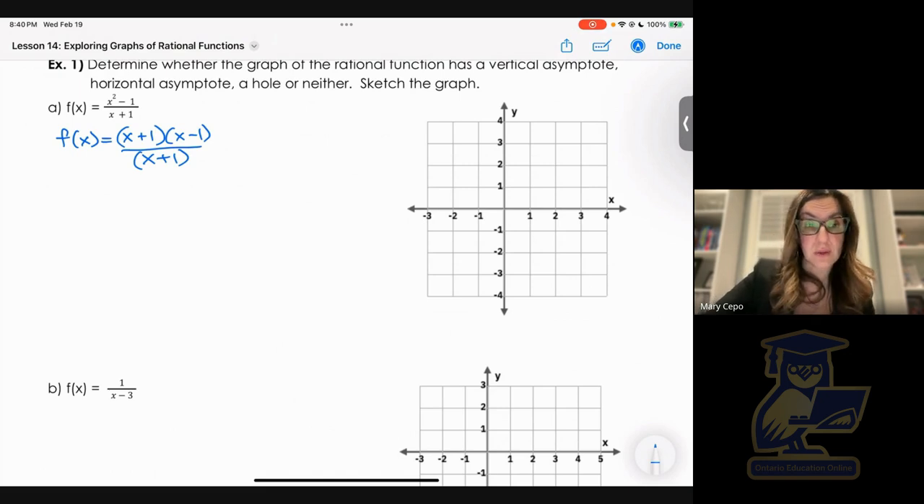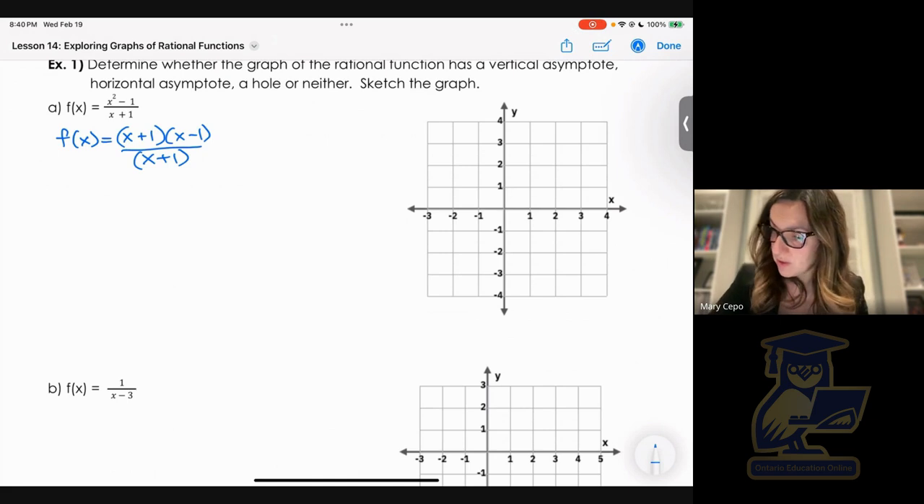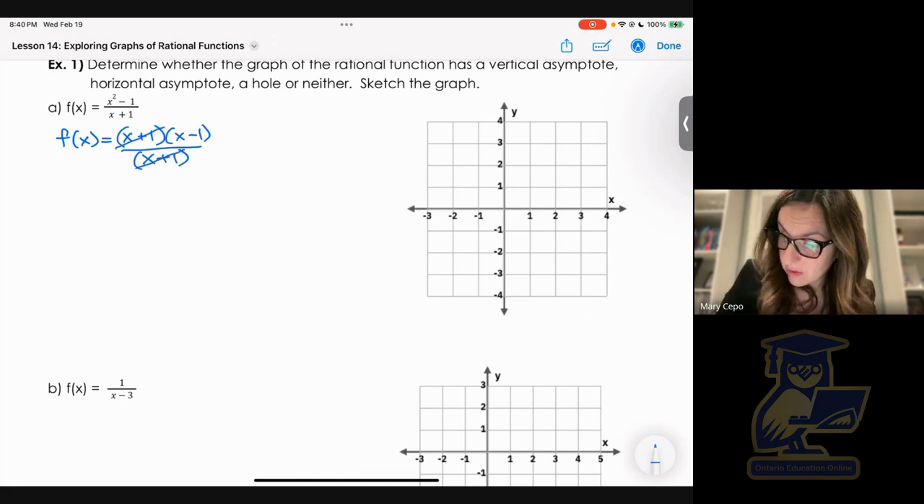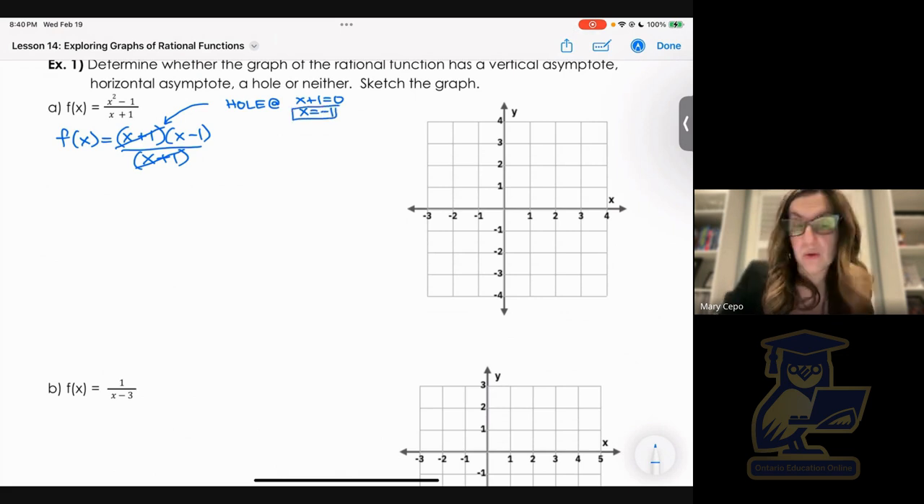So in this case, we have a common factor of x plus 1. Because we have that common factor, we're going to simplify. So we're going to take x plus 1 divided by x plus 1. Anything you factor as a common factor, this is going to be a hole. Just as a reminder, at x plus 1 equals 0, x is equal to negative 1. Okay, that's where our hole is going to be. And again, representing it on our sketch, there would be an open circle where x is equal to negative 1.